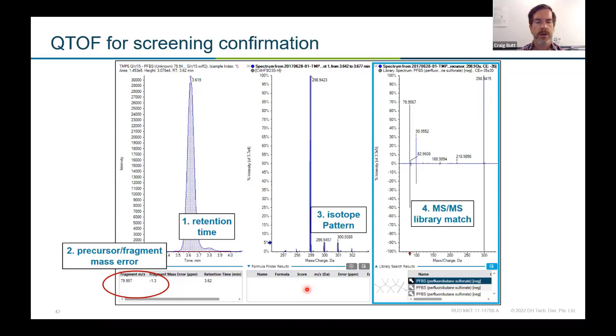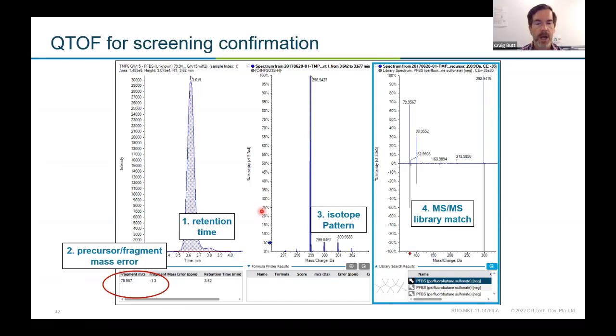If you had a standard, I always like to think of multiple lines of evidence to confirm what's in a sample, right? And so generally what you would have on a triple quad is a retention time. If you were fortunate, you would have both quantifying and qualifying ions, and so you can do a ratio of those. So you would have an ion ratio and a retention time, right? So two lines of evidence.